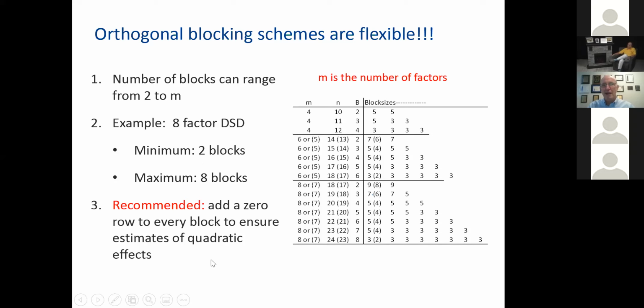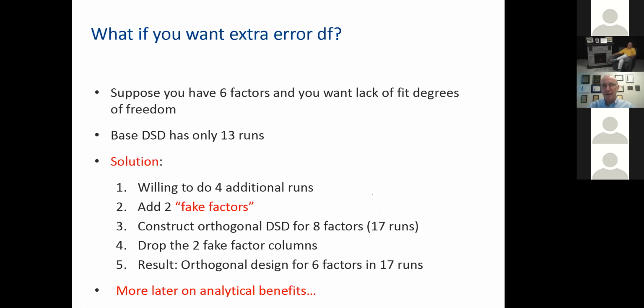We recommended adding a 0 to each block to ensure that you could continue to estimate all the quadratic effects. So the minimum number of runs in a DSD is twice the number of factors. If you have 6 factors, twice that is 12. And if you add 1 for the center run, you'd have 13 runs.